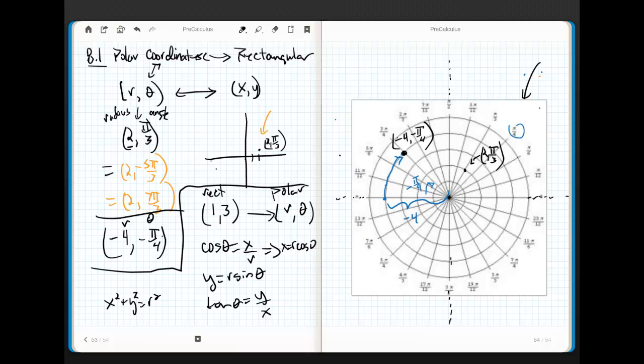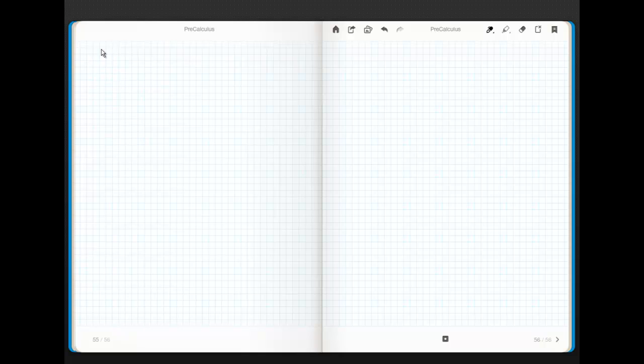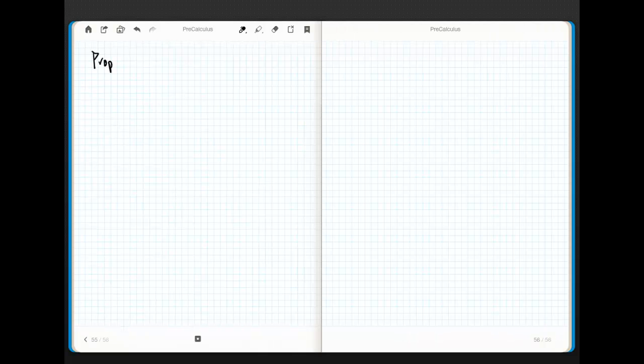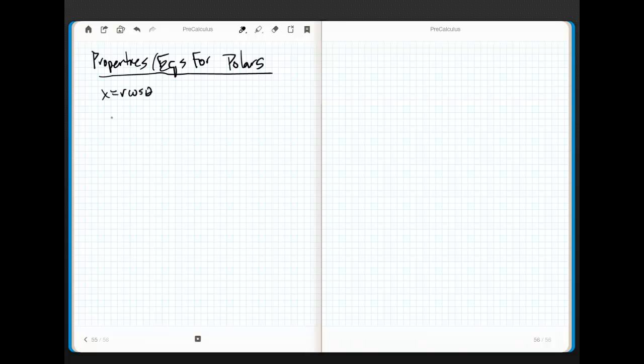Okay, so let's go through this process. Let's pop over a page. I'm going to rewrite all those. So these are just properties and equations for polars. And this is all that we need to worry about, ever, which is crazy. So I know that x equals r cos theta. I know that y equals r sine theta. I know that tan theta equals y over x. And I know that x squared plus y squared equals r squared.